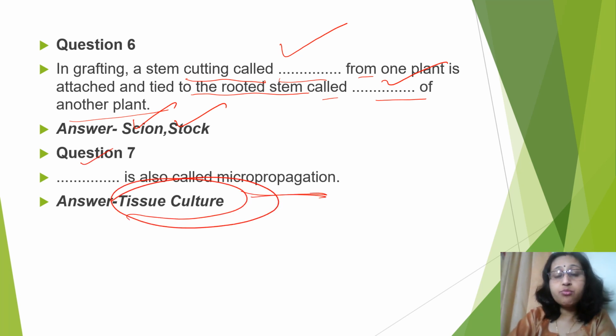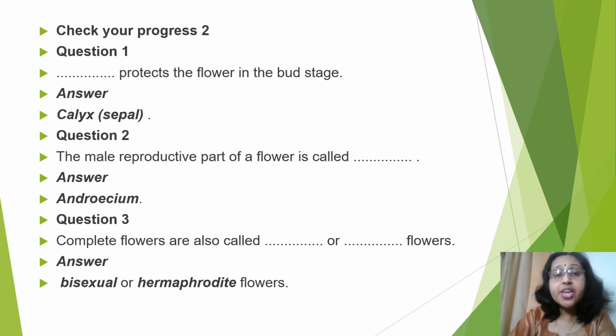Now next we will move on to the next pattern of question. That is also the same pattern like this. Check your progress too. Question number 1, dash protects the flower in the bud stage. That is the calyx or the sepal.